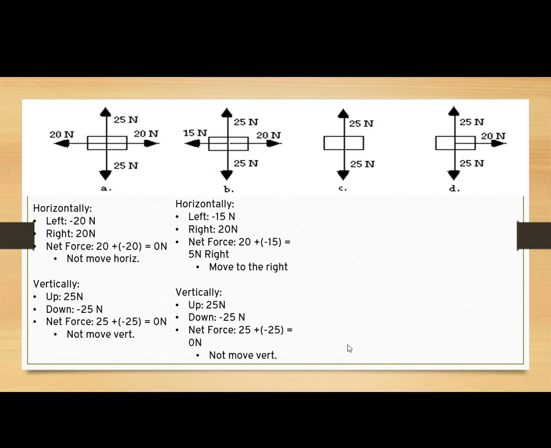The biggest force in the horizontal is the 20 newtons to the right. Vertically, we have 25 up and 25 down. Boom, those two forces are balanced because they are the same. So when we add them, we will have 0, and we shouldn't see any movement up and down. But since we do have an unbalanced force horizontally, you see that our object should move to the right.